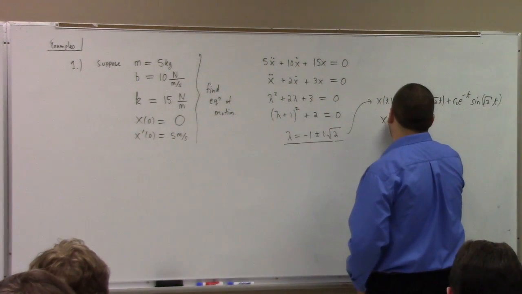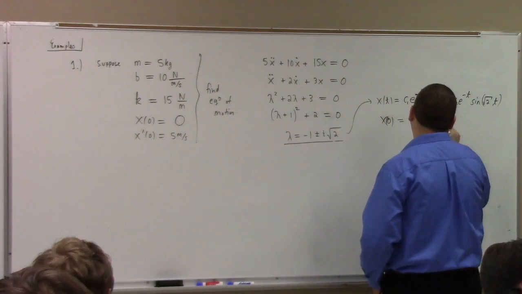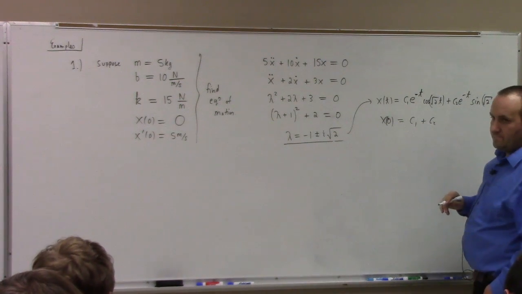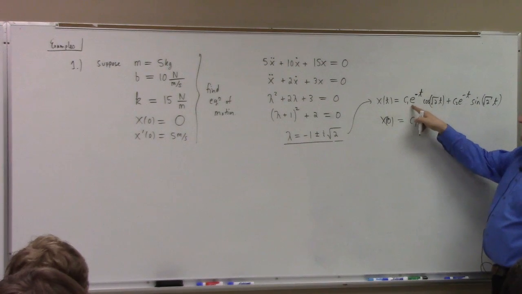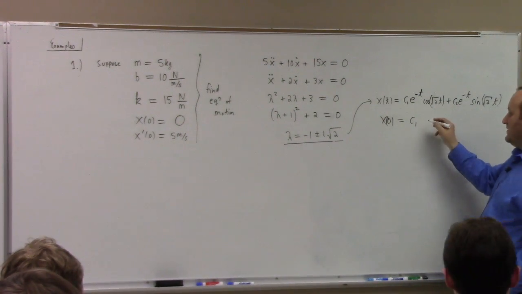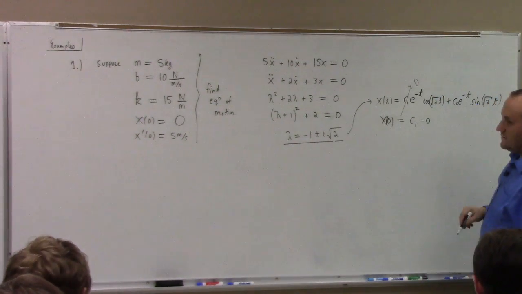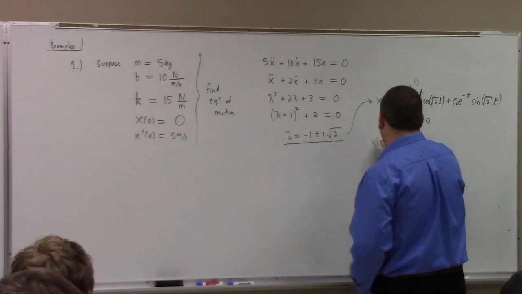So x of 0 is equal to C1 plus C2. Oh, that's not true. What's sine of 0? That's 0. This is 1. That's 1. So we just get C1. C1 is equal to 0. Well, that's nice. At least this piece is gone. All right, so what's x prime of t? It still requires us to do the what?